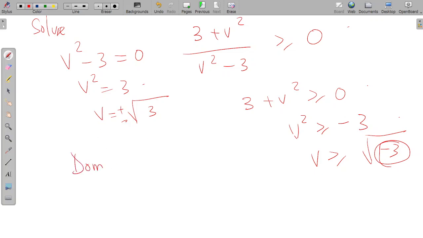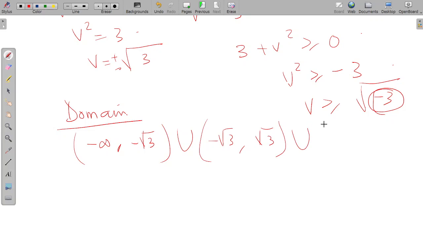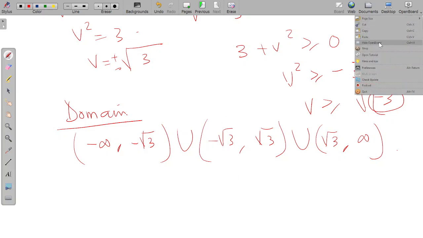So the only thing we need now for the domain of that is negative infinity to negative root 3, union negative root 3 to root 3, union root 3 to positive infinity. Okay, so that will be the domain of that. Please ensure you understand.